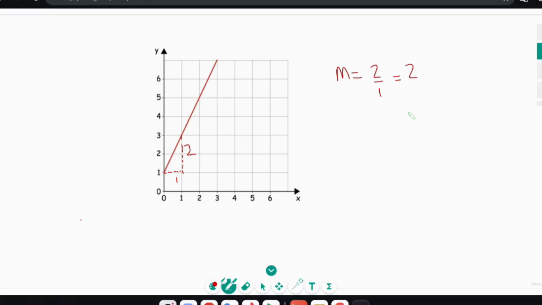Your y-intercept, well, where does this graph cross your y-axis? Here's your y-axis, it crosses it at 1. So we replace in y equals mx plus c, we replace the m for the gradient and c for the y-intercept. So the equation of this line is y equals 2x plus 1.